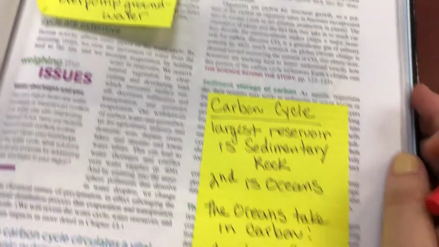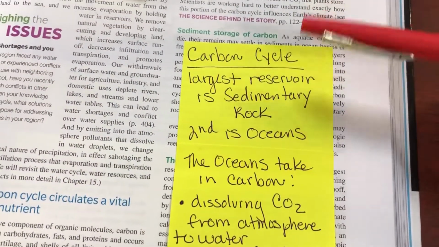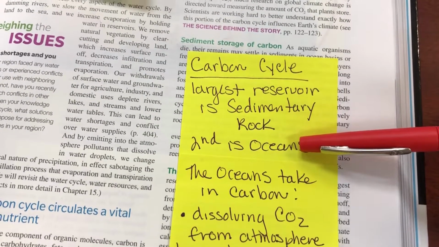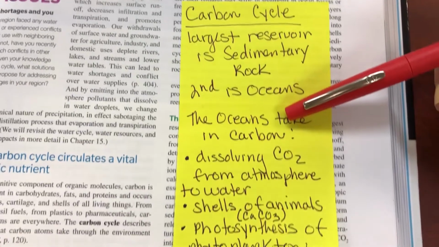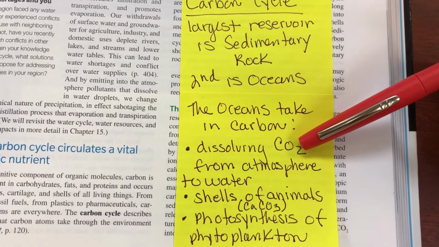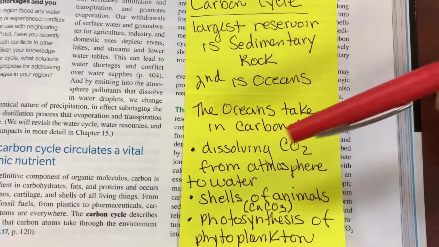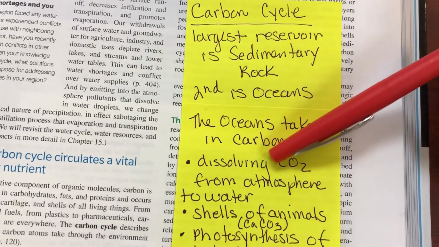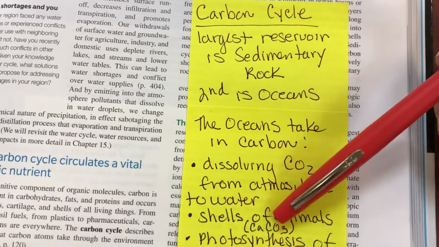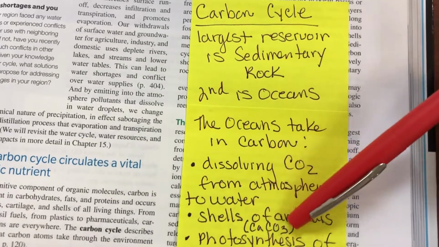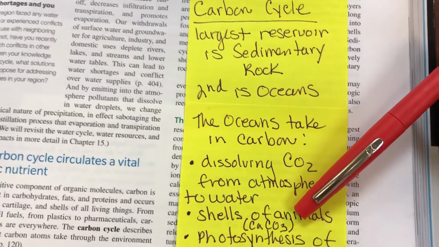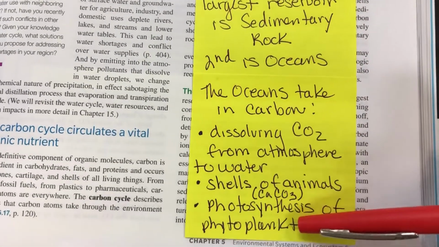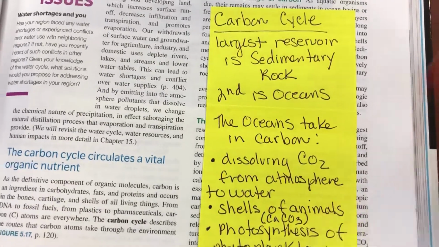All right, carbon cycle, big things you need to know. The largest reservoir is sedimentary rock, okay? The second is the oceans. The oceans take in carbon. Basically what happens is there's carbon dioxide dissolving from the atmosphere into the water. And a lot of the little animals down in the ocean actually take the carbon and create their shells, which is calcium carbonate, so CaCO3. So that's where the carbon gets its role. So it's all in the shells of all the different animals. All right, and we also produce CO2 due to photosynthesis of the phytoplankton in the oceans.